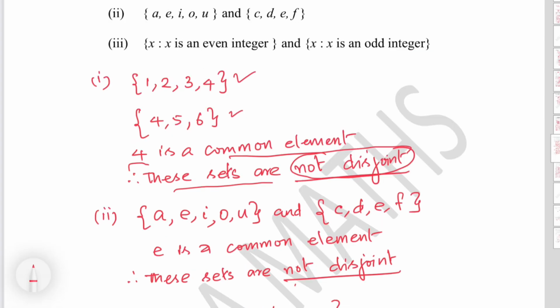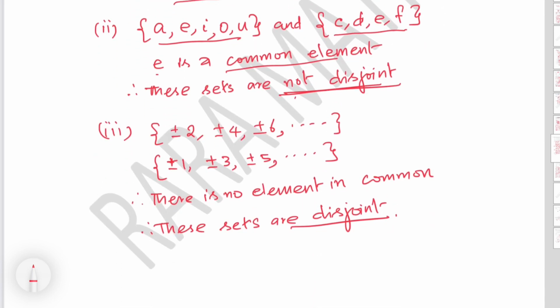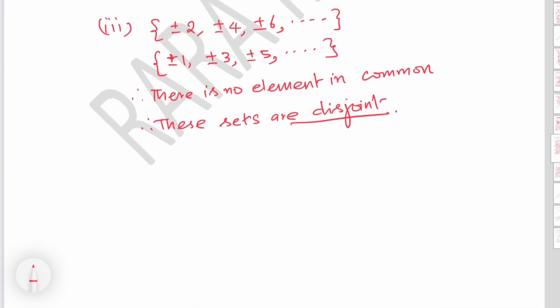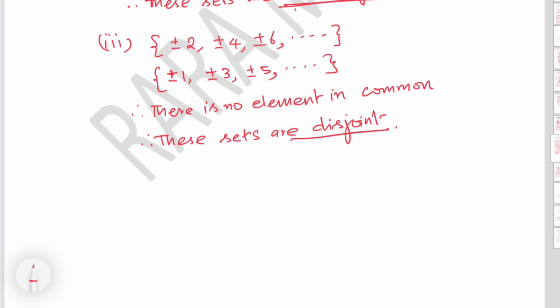And second question: A, E, I, O, U is the first set. Second set, C, D, E, F. Obviously, E is a common element. The letter E is there in both the sets. So this also is not disjoint. And the third question: x is an even integer, x is an odd integer. An even integer can be positive or negative, so plus or minus 2, plus or minus 4, plus or minus 6. And an odd integer is plus or minus 1, plus or minus 3, plus or minus 5, etc. So there is no element in common. Therefore, these sets are disjoint sets.